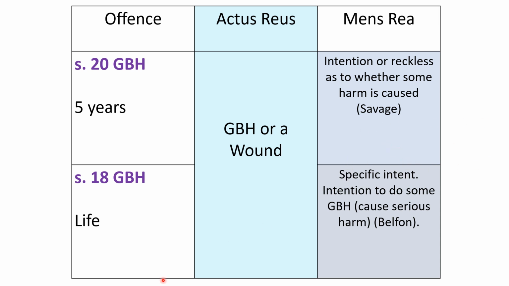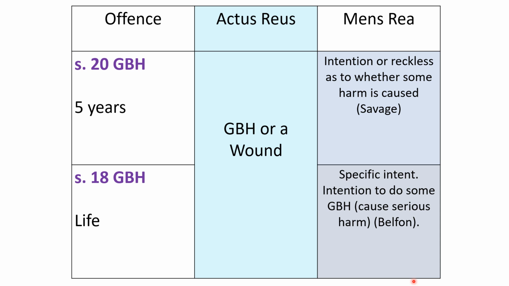The reason section 18 is more serious is because it is a crime of specific intent. And that means our defendant must intend to do some GBH, i.e. they must intend to cause some serious harm. And that's illustrated from the case of Belfon, where our defendant attacked the victim with a razor, and clearly in that situation it was obvious that he intended to do really serious harm.